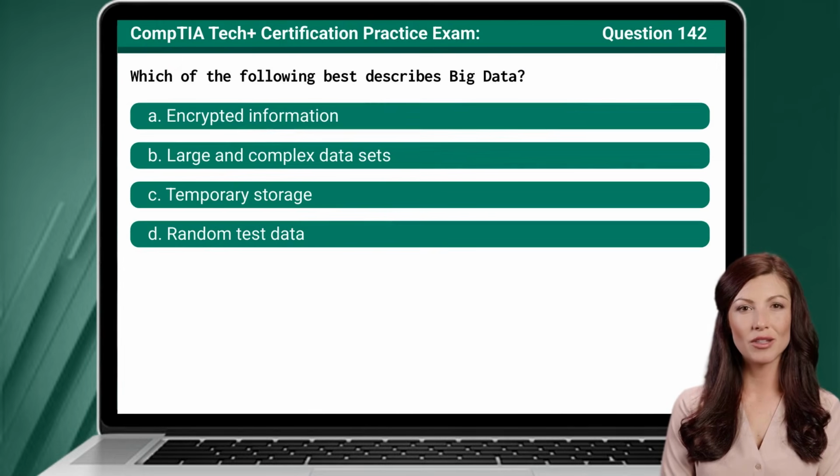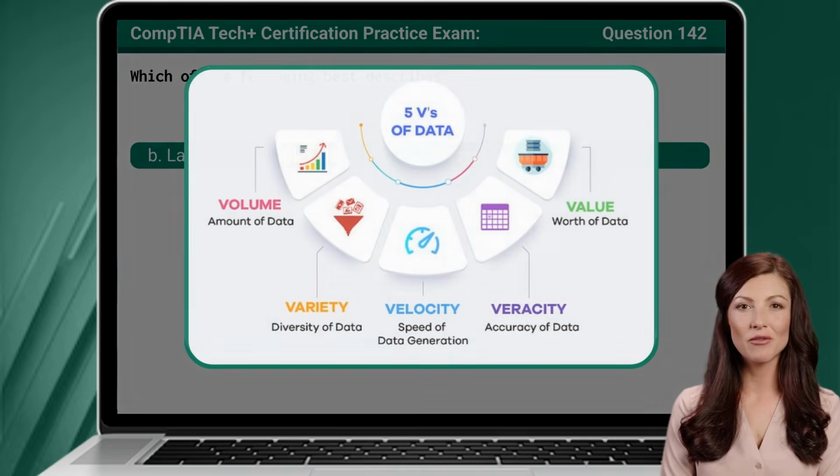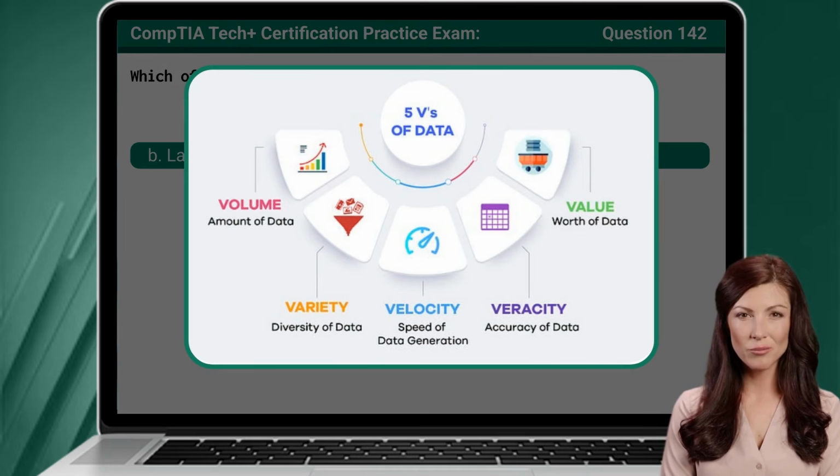Question 142. Which of the following best describes big data? The answer is B. Large and complex data sets. Big data refers to very large and complex data sets that traditional tools struggle to manage. It is commonly defined by the 5 V's: volume, variety, velocity, veracity, and value.